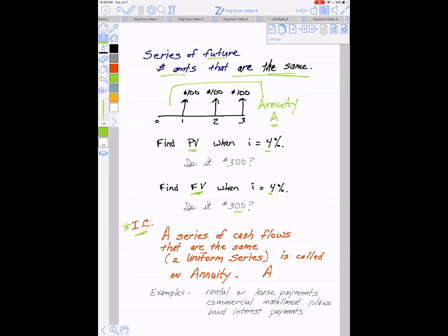First, the important concept here, just to summarize, a series of cash flows that are the same in dollar amount and happen regularly are called a uniform series. That pattern is called an annuity and designated by the letter A. Examples of this are rental or lease payments, commercial installment plans, bond interest payments, car payments. You can probably think of some more examples.